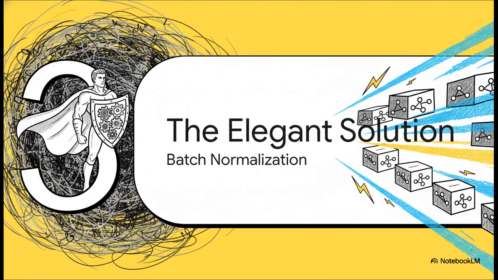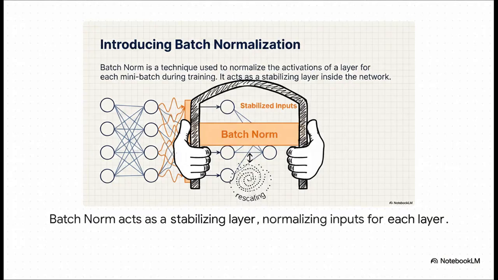So how do we fix this internal mess? Well, this is where the hero of our story comes in. A really elegant and powerful technique called batch normalization, or batch norm for short. Batch norm is just brilliant in its simplicity. It inserts a special layer that acts like a little gatekeeper between the main layers of your network. And before it passes any data along, it just stops and says, whoa, hold on, let's just recenter and rescale everything first. This makes sure every single layer gets data that's stable and predictable.